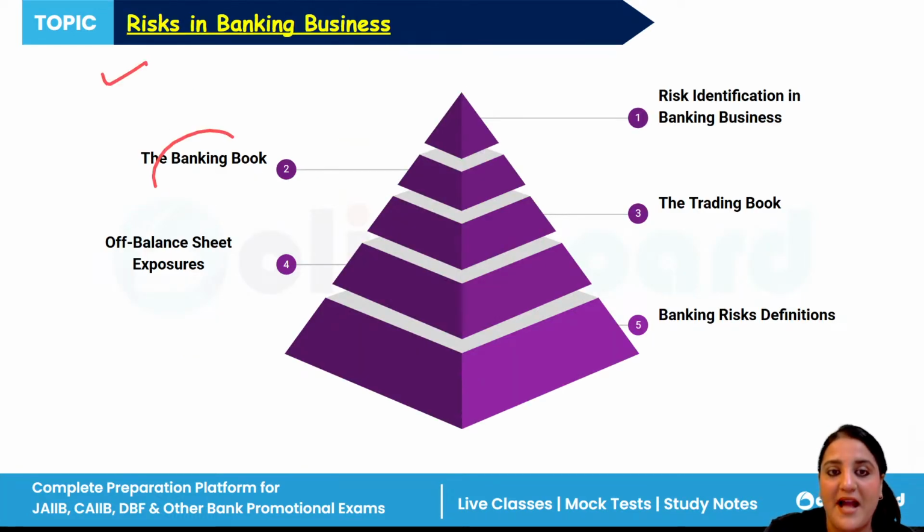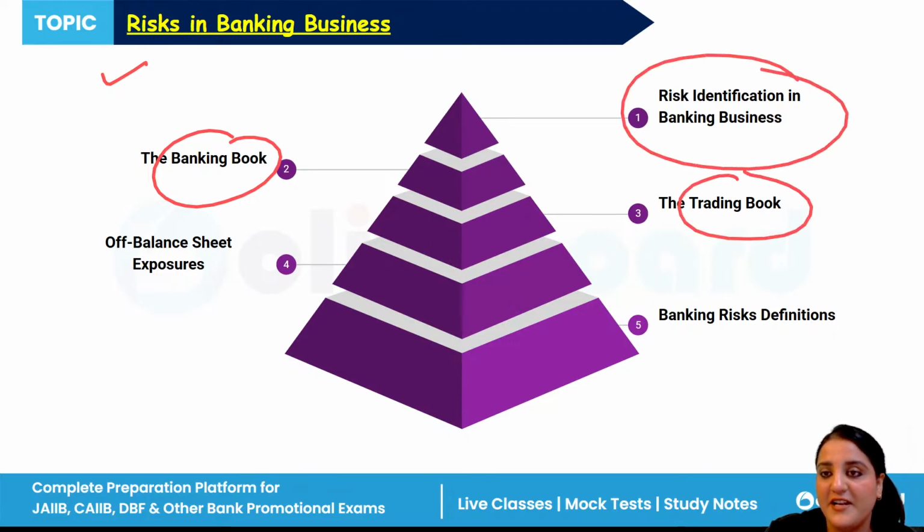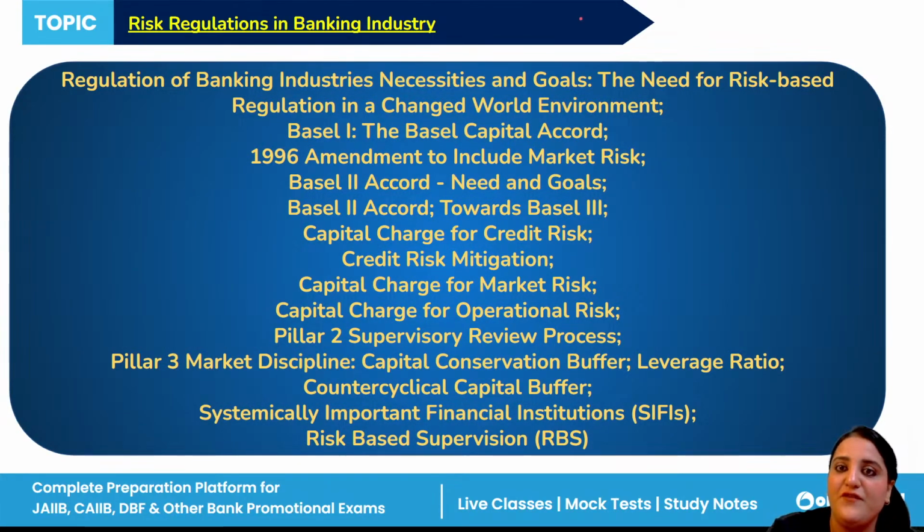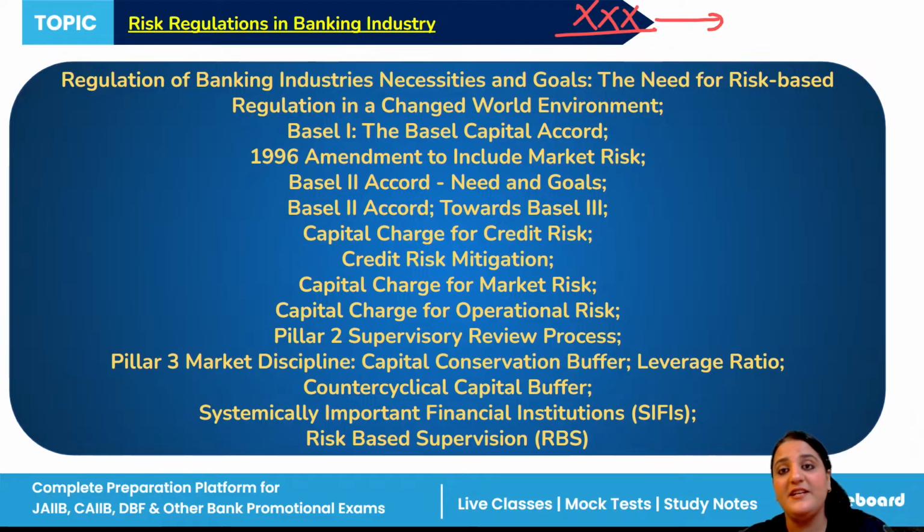Then what is the banking book, trading book, risk identification in banking business, banking risk definition, and off balance sheet exposures. Very, very important chapter. This chapter generally tells about all the things, Basel Accords, Basel 1, Basel 2, Basel 3, and different types of pillars. And in this you are going to learn about the supervisory reviews and CFEs. So this chapter is very important.